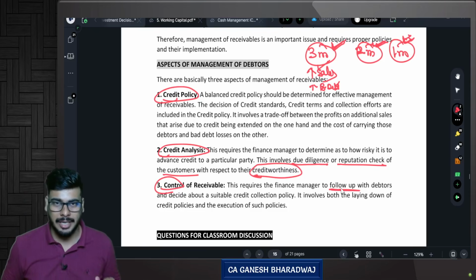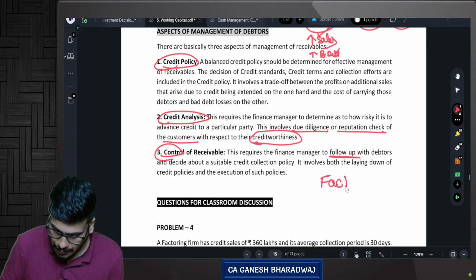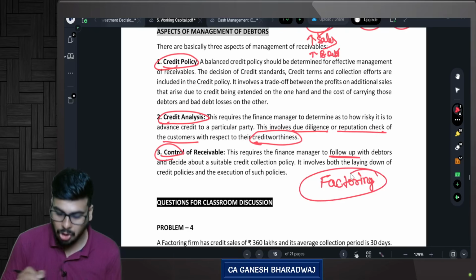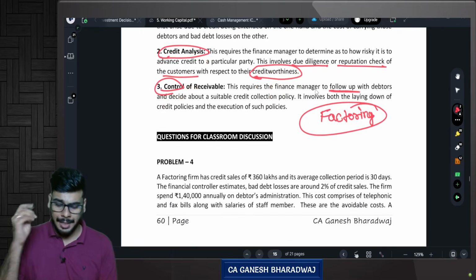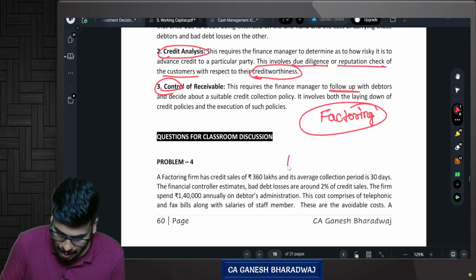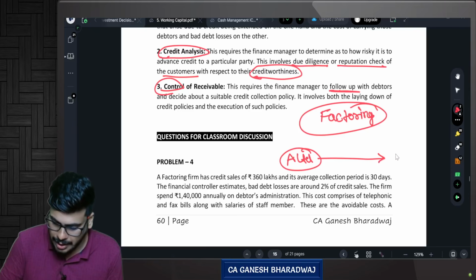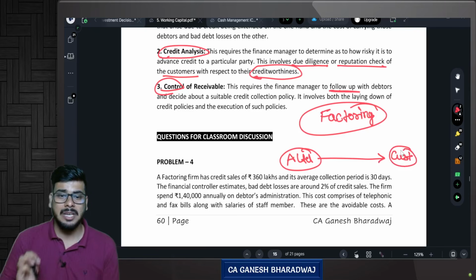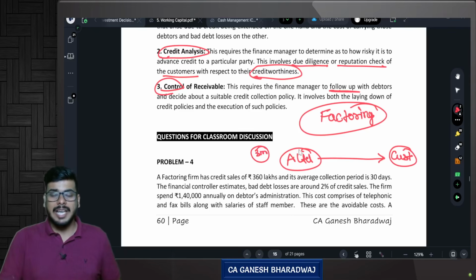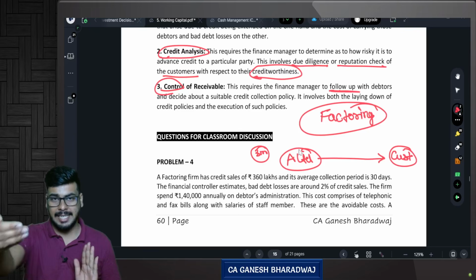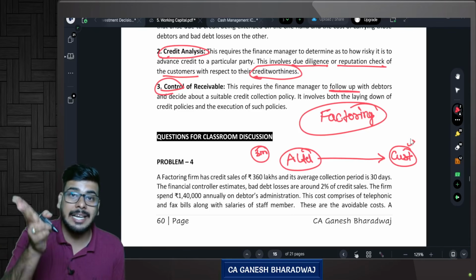Now, in this context, there is a very interesting area called factoring. Sir, what is this concept of factoring? Now, let us say there is a company A Limited, they have sold some goods on credit to a customer, right? The credit period is, let us say, 3 months. Now, A Limited needs to wait for 3 months. At the end of 3 months, this customer will pay A Limited and this transaction gets complete. There is another alternative.